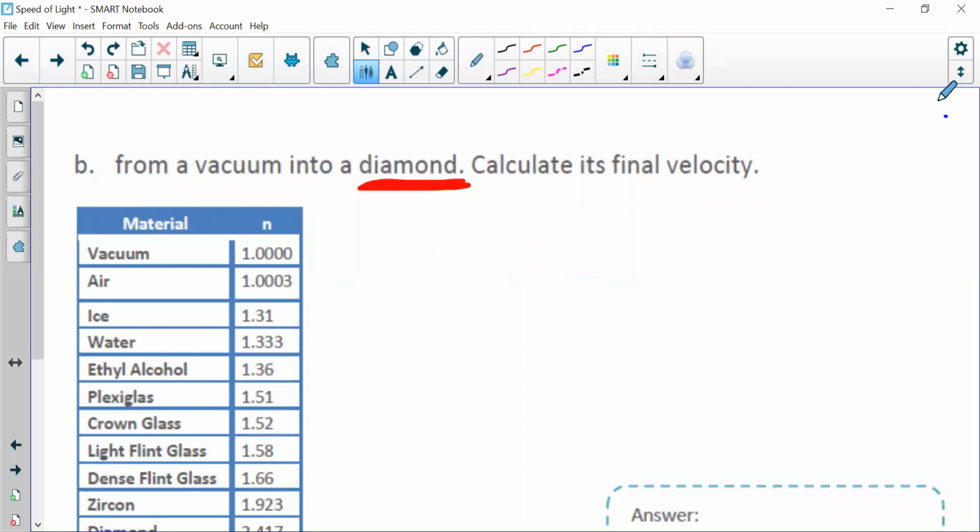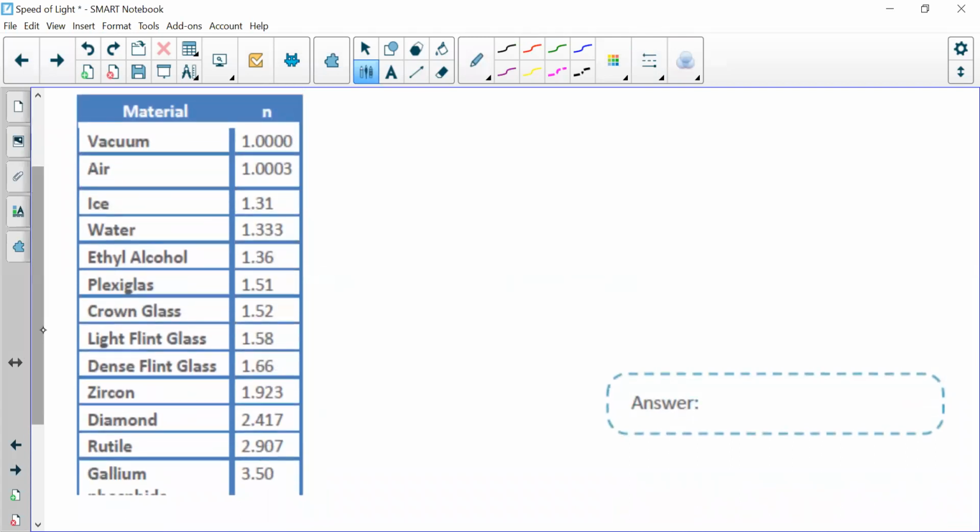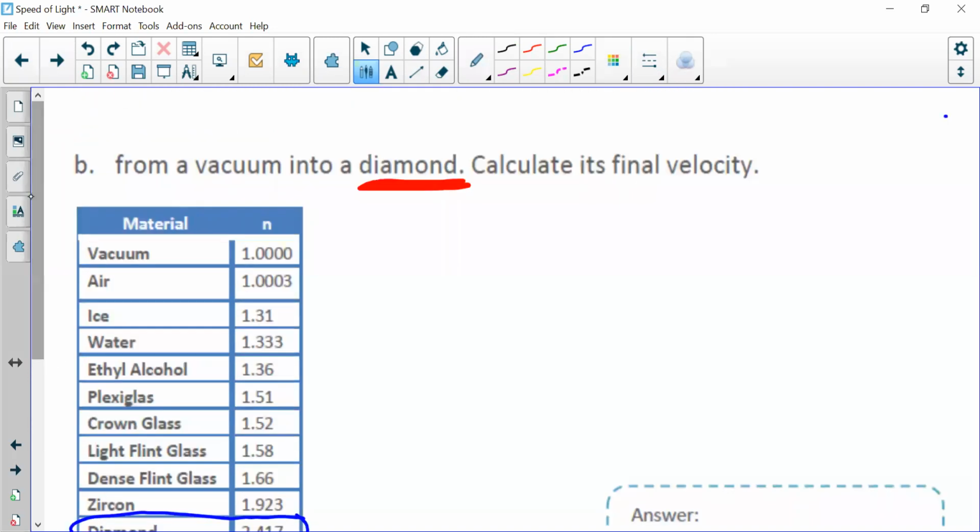2.417. What is that number, Nora? What does that stand for? Is that for the N, the optical density? Good. That's N. Do you guys want to do this like a formula triangle or do you want to do this with the algebra rearranging?